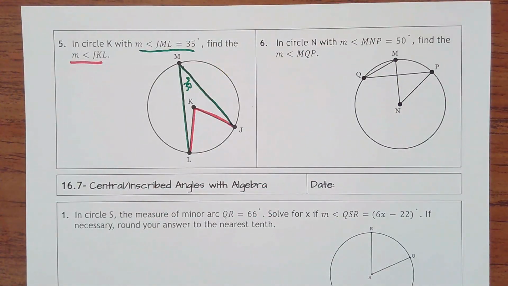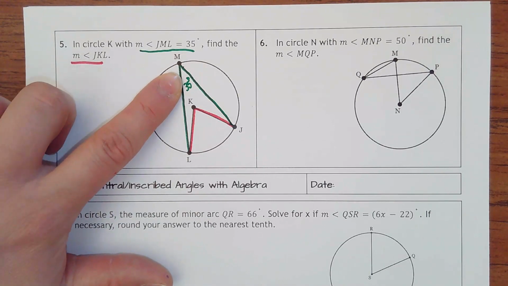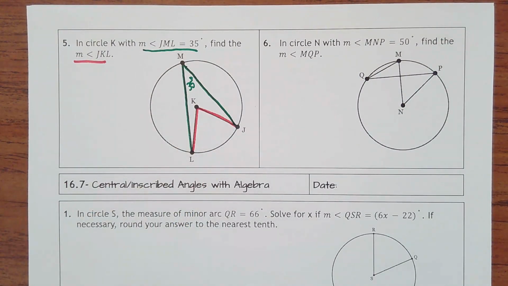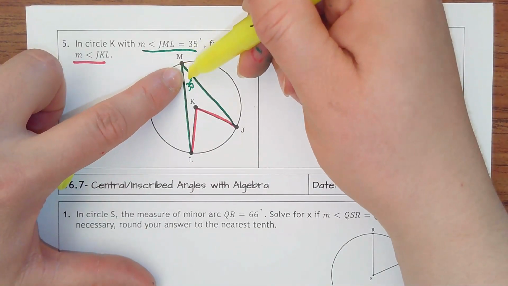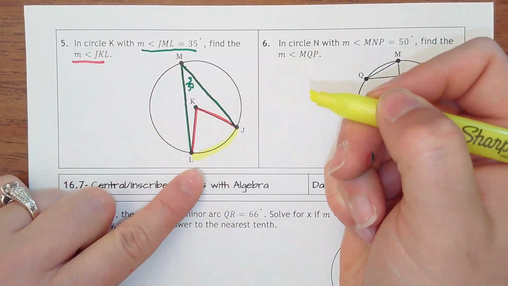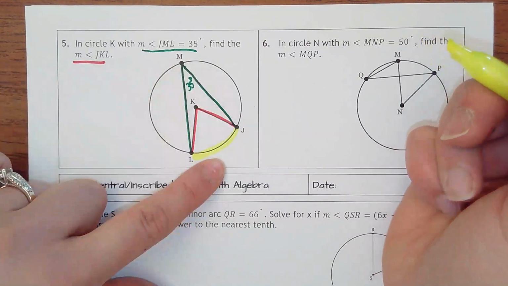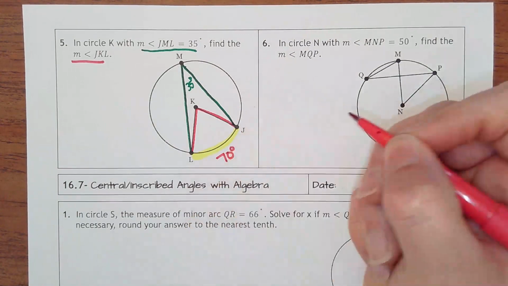Number 5 says in circle K, with the measure of angle JML being 35 degrees, find the measure of angle JKL. So JML would be right here, that's an inscribed angle. JKL would be a central angle. I find these fun because think of standing here in this corner and shining a flashlight. So that light would come all the way to this arc JL. And I've learned that the relationship is, if this is an inscribed angle, I double it to get the arc length. So I know that this is actually 70 degrees.